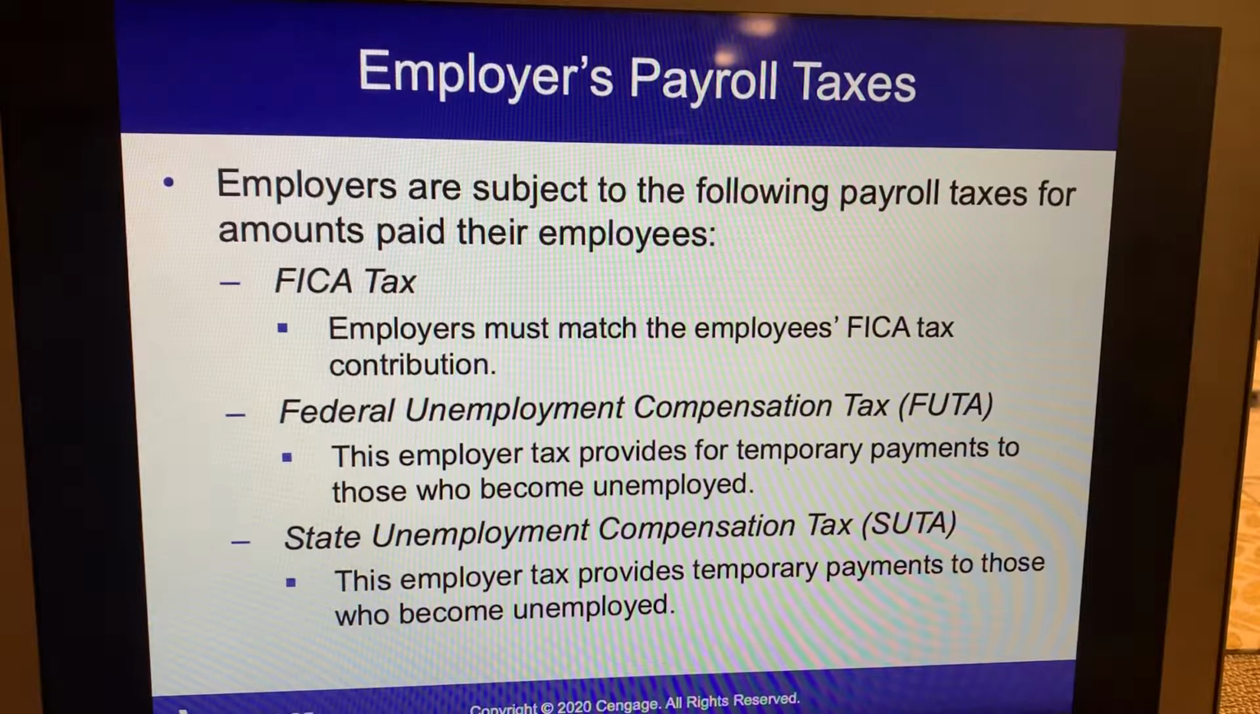So employers' payroll taxes. Employers are subject to the following payroll taxes for amounts paid to their employees. FICA tax: employers must match the employee's FICA tax contribution. Federal unemployment compensation tax, FUTA: this employer tax provides for temporary payments to those who become unemployed. State unemployment compensation tax, SUTA: this employer tax also provides temporary payments to those who become unemployed.